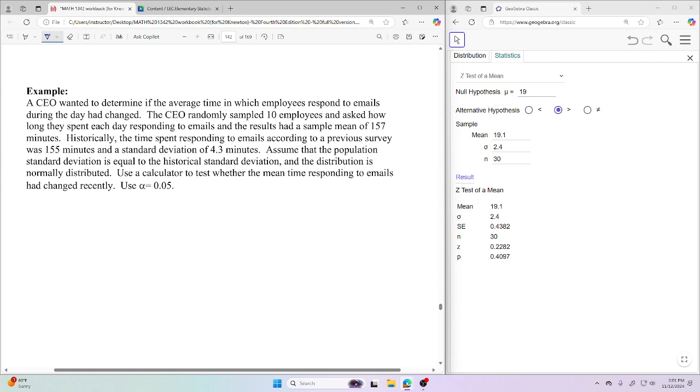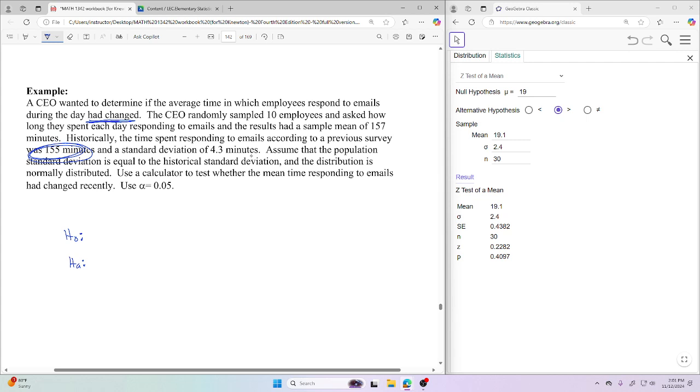The CEO wants to determine if the average time for employees to respond to emails during the day has changed. This is an interesting keyword. I think it means a two-tailed test, because it's not saying greater or less than, it's just change. The CEO randomly selected this many and asked how long. Historically, assume this, use a calculator. I didn't see anything about greater or lesser.